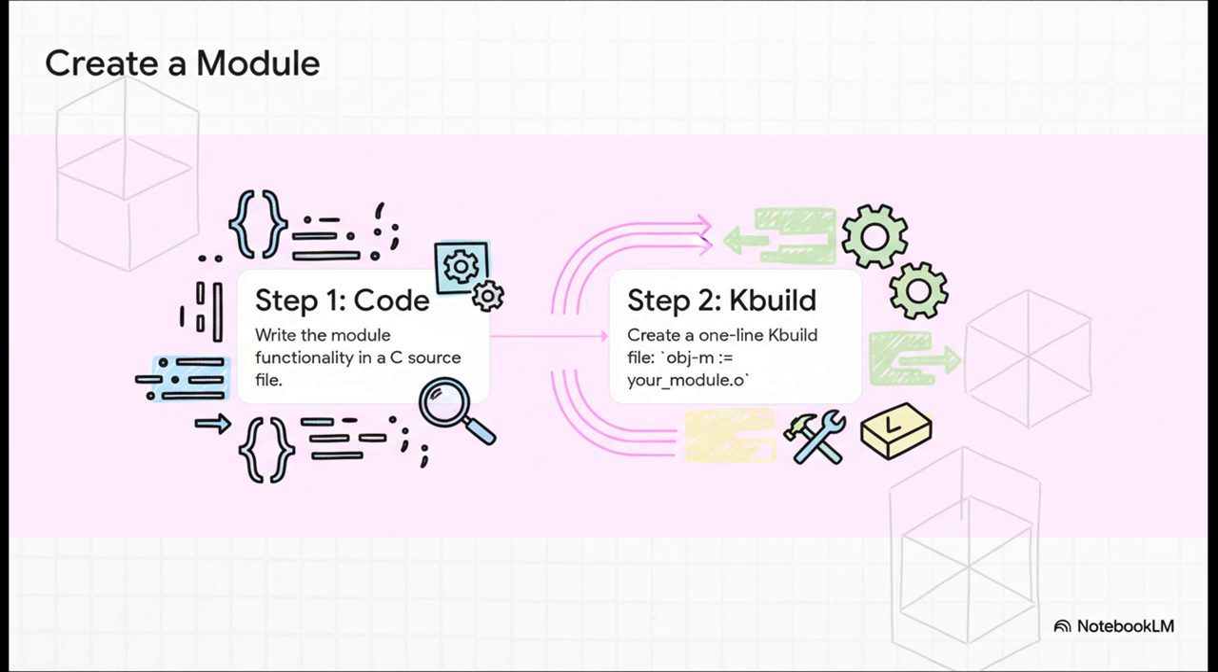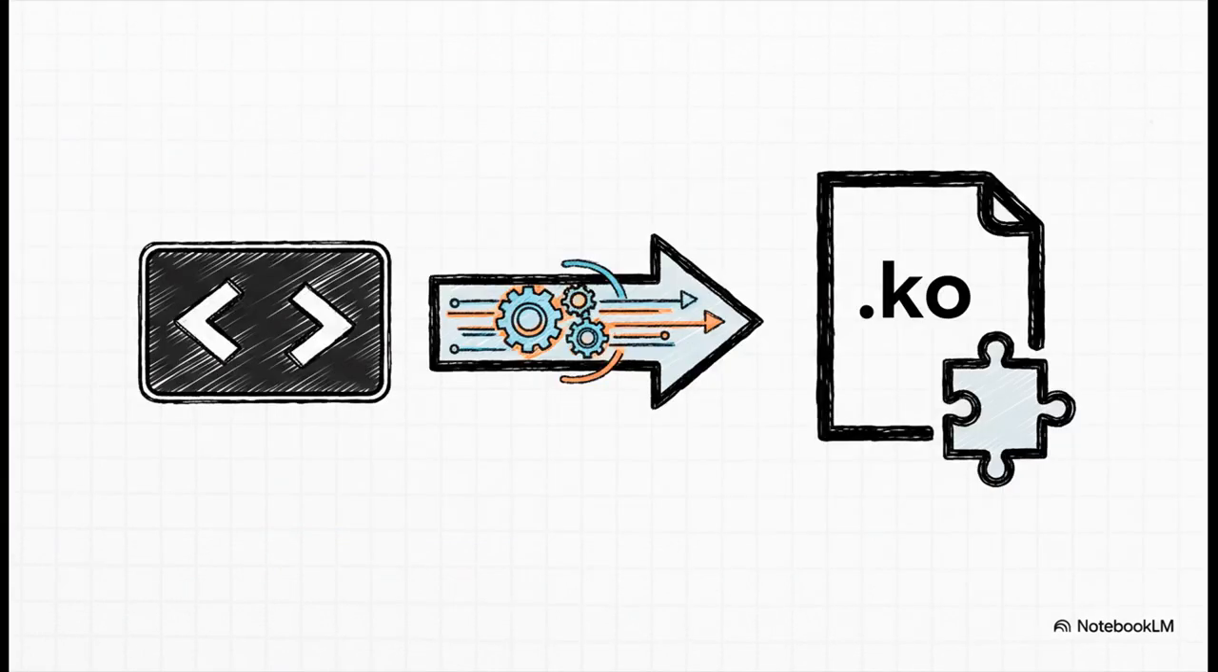You just write your code in C like you normally would, then you just have to tell the kernel's build system, it's called kbuild, that you want this thing to be a module. For a single file, that build file is literally one line. That's it. Then you just run a standard make command.